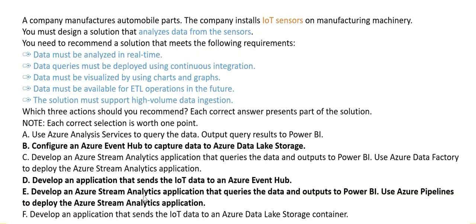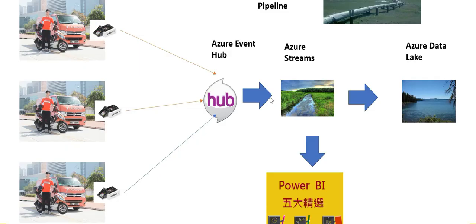And then both can be in parallel. Develop Azure Stream Analytics application that queries the data and outputs to Power BI. Use Azure pipelines to deploy the Stream Analytics application. So we are putting Azure Streams here, and this fulfills the requirement. We are plugging Power BI here, and we will use Azure pipeline for deployment of this.